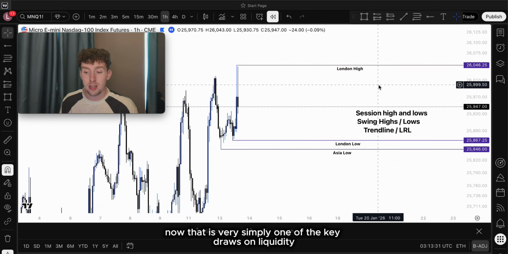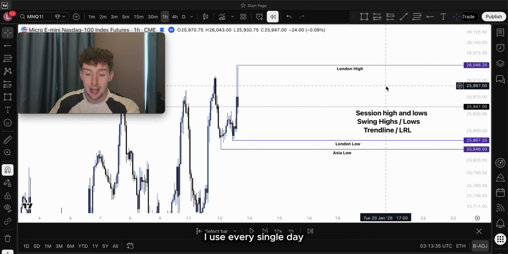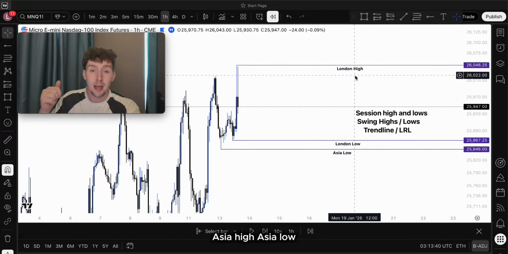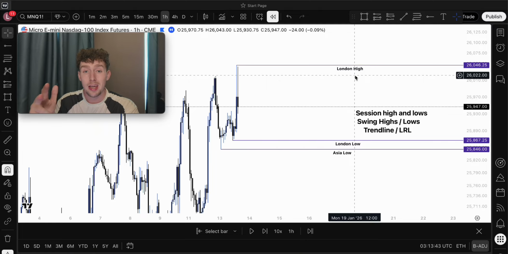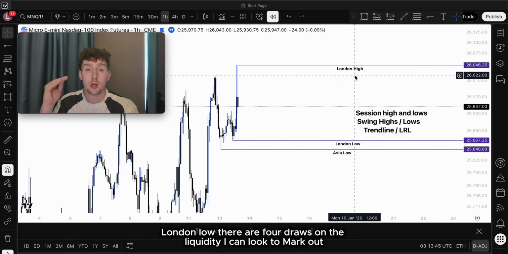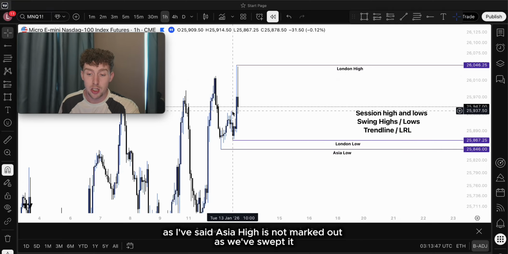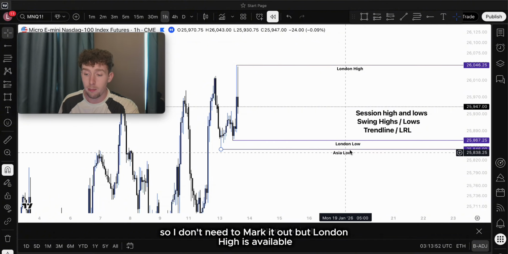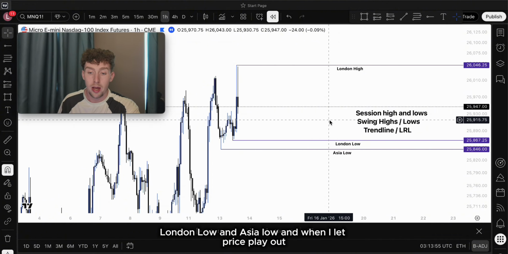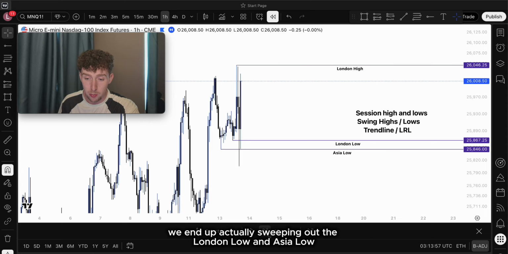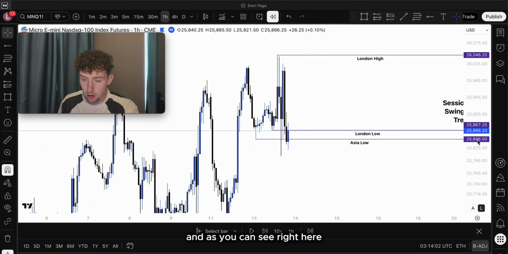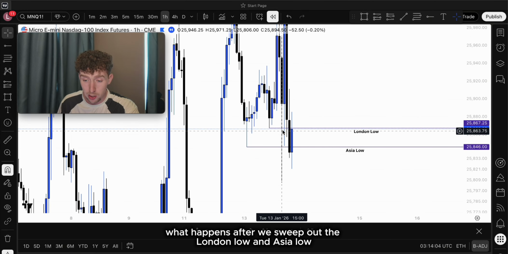Now, that is very simply one of the key draws on liquidity I use every single day. Key areas I mark out for price to sweep and target: London high, Asia low, London low. They are the draws on liquidity I can look to mark out. As I've said, Asia high is not marked out as we've swept it, so I don't need to mark it out. But London high is available, London low, and Asia low. And when I let price play out, as you can see, on this day we end up actually sweeping the London low and London high. And as you can see right here, what happens after we sweep the London low and Asia low?